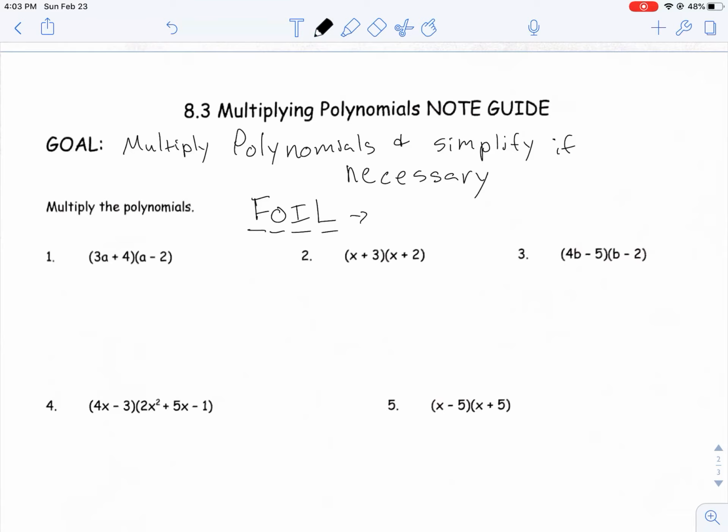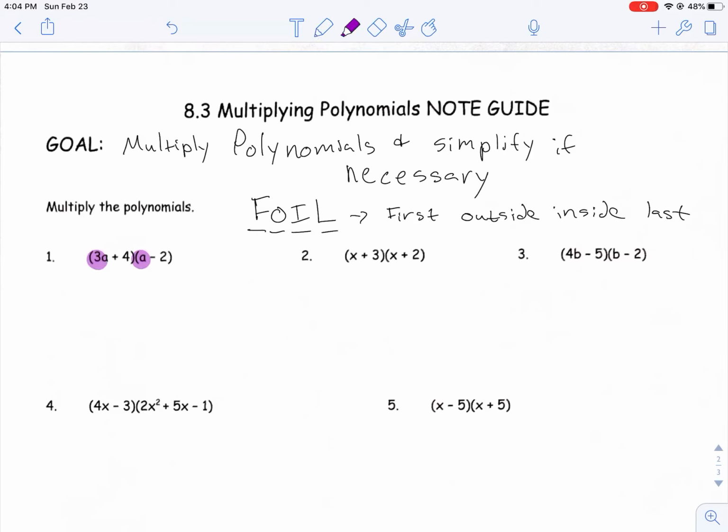If you wanted to write down FOIL, you can. I don't see anything bad about it. A lot of teachers don't like to teach the FOIL method because they don't like acronyms. They don't like kids to remember what to do and not why to do it. But if you understand that all we're doing is the distributive property, just multiple times, that's exactly what foiling is. So FOIL would be first, outside, inside, and last.